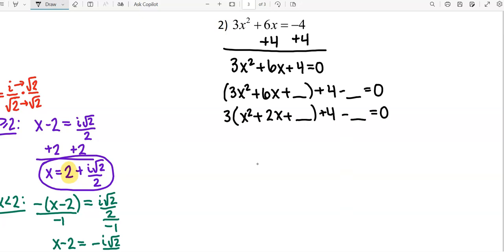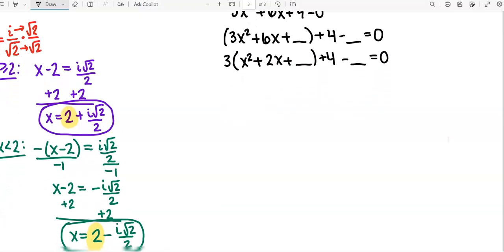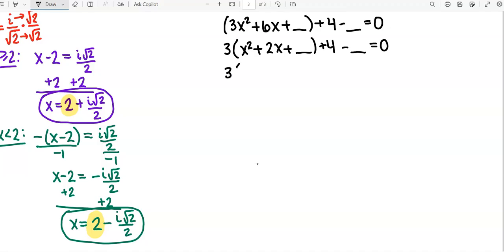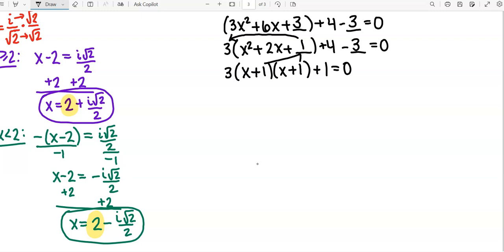The whole point of completing the square is to get vertex form, and then from vertex form we can solve by square roots. We're factoring into a square, so the 3 stays in the front. They are going to be x plus 1 and x plus 1. Working backwards, what's 1 times 1? 1, but that's not really a 1. It is a 3. So that means what goes on the end? Minus 3. What's 4 minus 3? Positive 1, and that equals 0. Once you're here, you're ready for vertex form. So 3 times x plus 1 squared plus 1 equals 0.